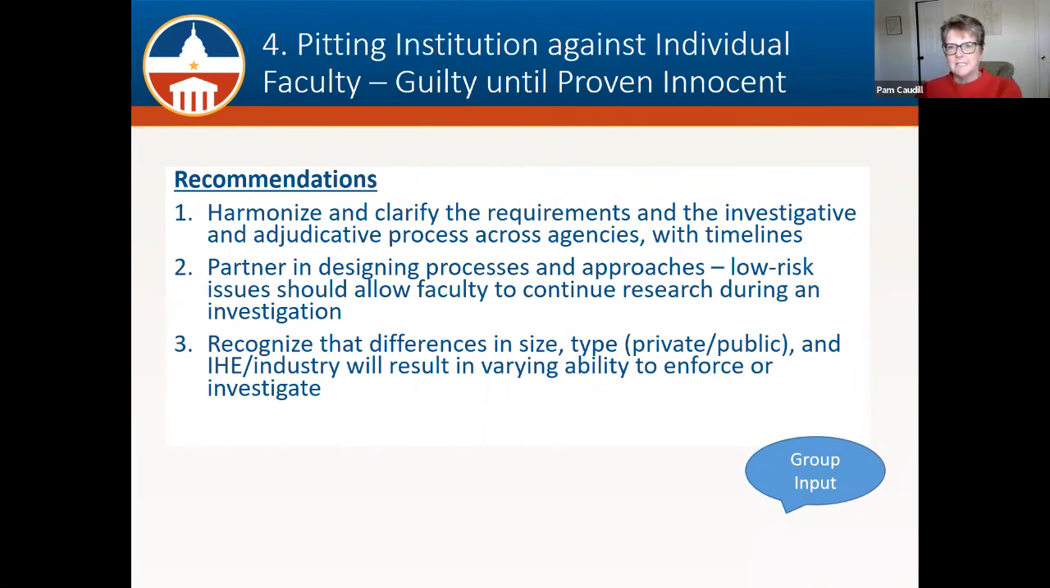Not that that's easy either, but we have timeframes put in place. If they could, the federal agencies could partner with us in designing these processes and approaches. Absolutely low risk issues, we should be able to let people continue on their research. It shouldn't be where they just come in and stop our research without us understanding why. And also recognizing the differences in all of our institutions.